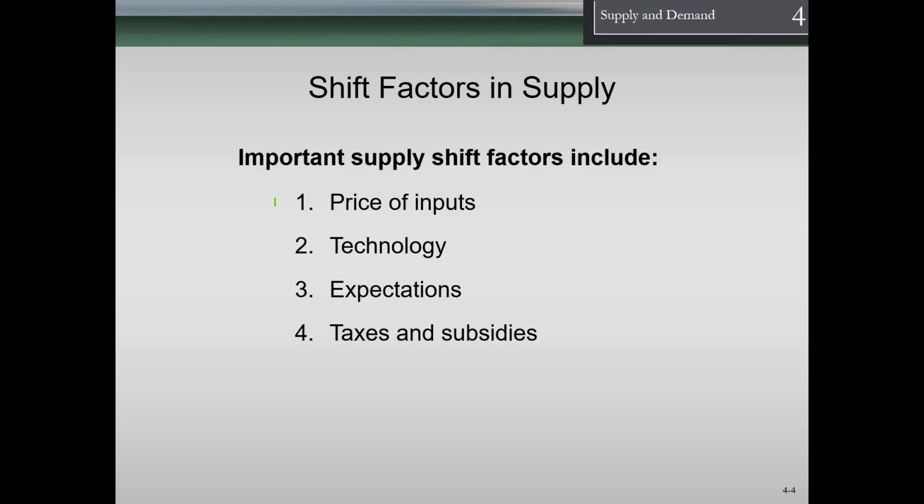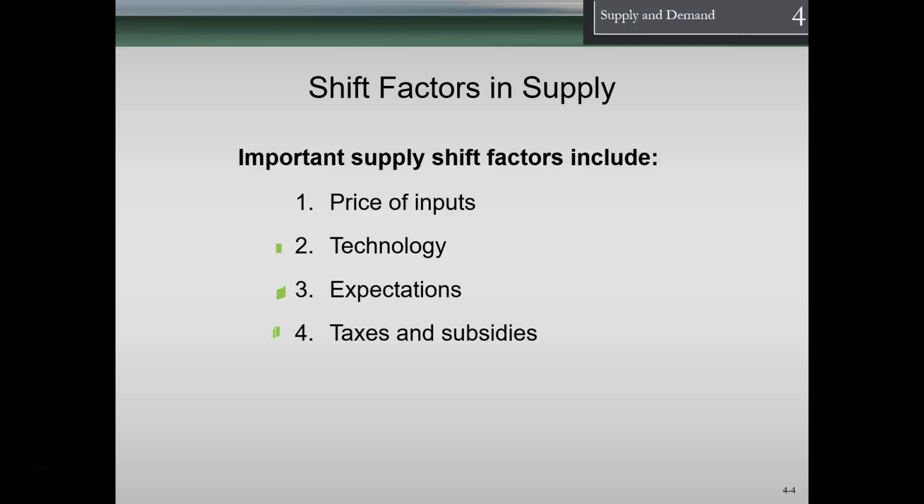Those could affect and shift the supply curve one way or the other. Technology: usually if we have an increase in technology, that could lower costs, so that could shift the supply curve. Expectations: anytime we have future expectations, we're usually going to make actions today based on future expectations, so that could shift the supply curve. Taxes and subsidies.